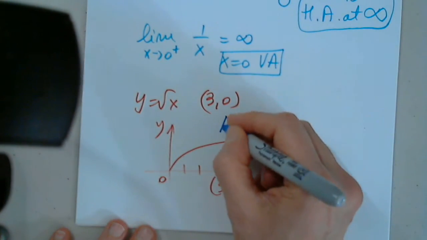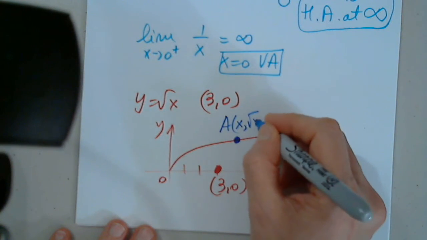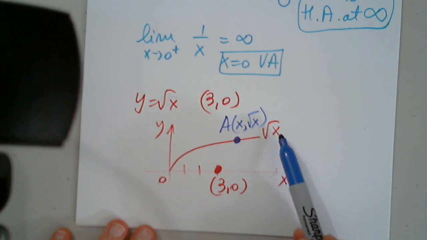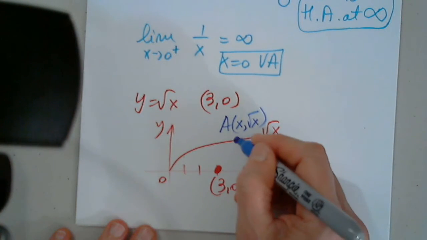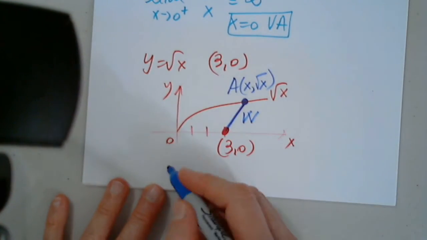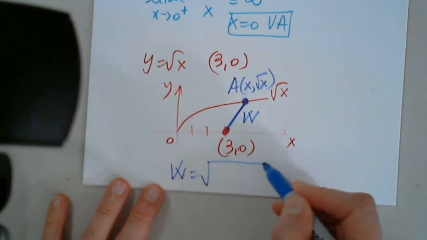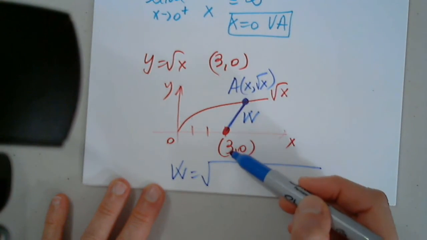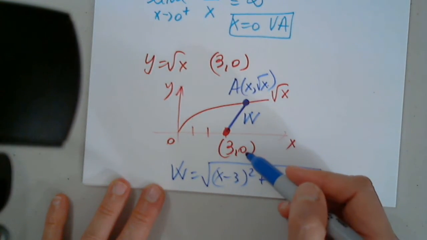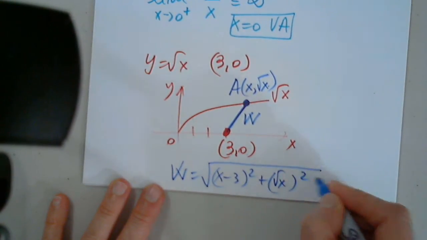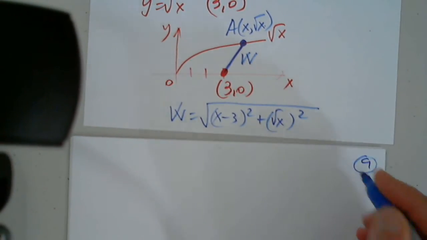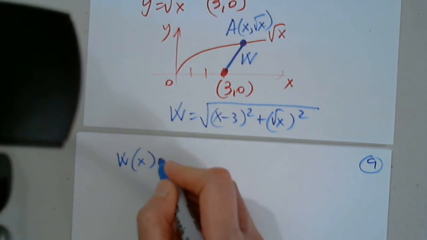So it's point A, (x, square root of x). It's on the graph. For any x, the y value will be the function at that point. I'm going to create the distance. I'm going to call it w, and w will be the square root of (x2 minus x1) squared plus (y2 minus y1) squared. So I found the function in question, and it is a function of x only.